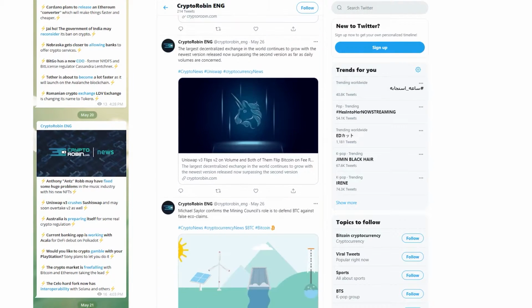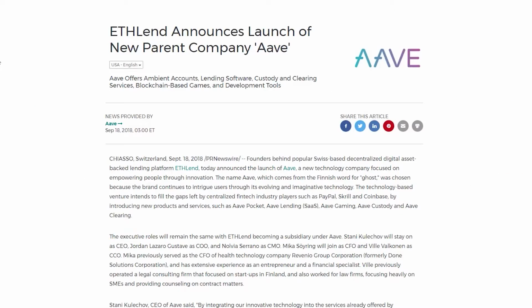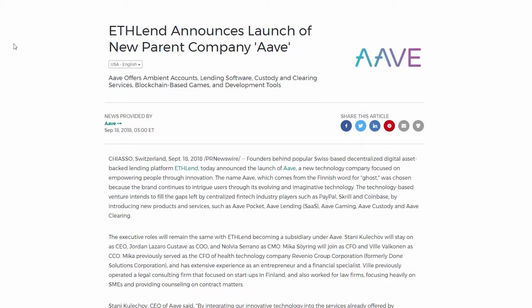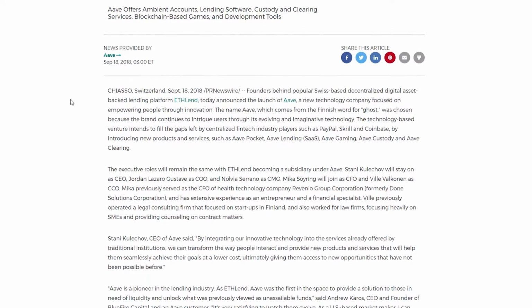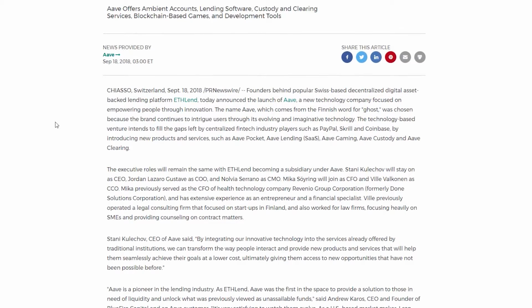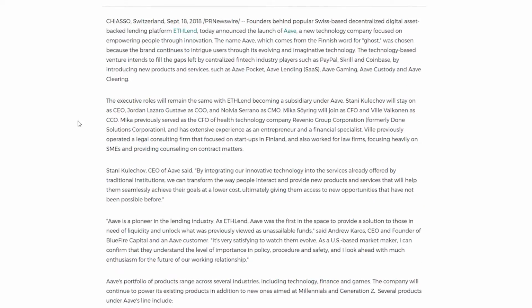Aave is a decentralized and open source protocol built on Ethereum that allows users to deposit assets to earn interest or borrow assets. Aave's first version launched in 2017 under the name ETHLend, being the first DeFi lending protocol.